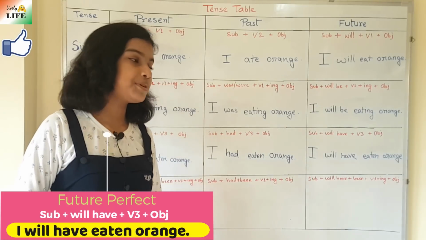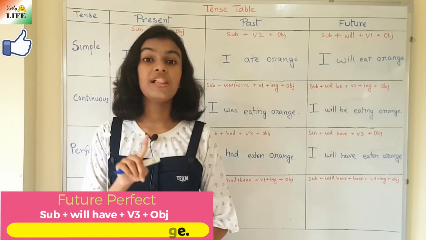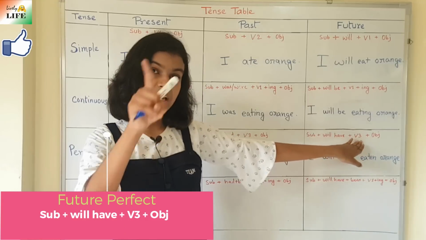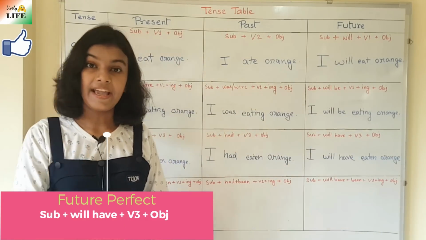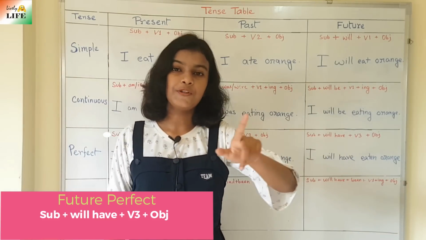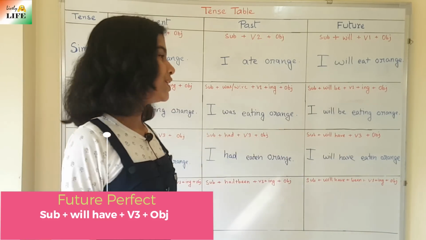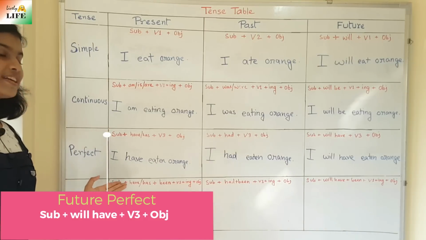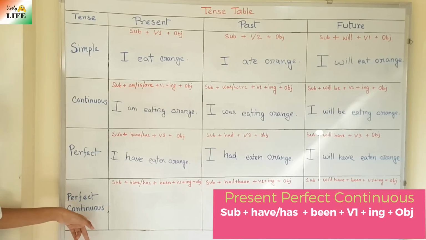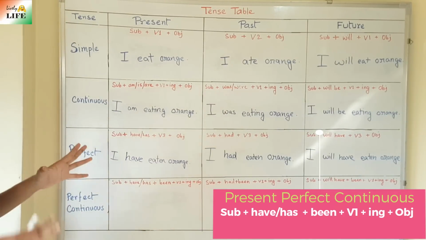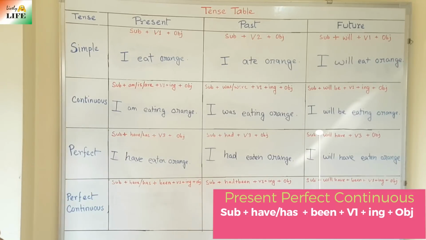So some other examples are I will have played. Played is the third form of play. Football. Okay. I will have gone to school. Okay. So with this we completed perfect tense. Now the last one is perfect continuous tense. So it is a mixture of perfect and continuous.